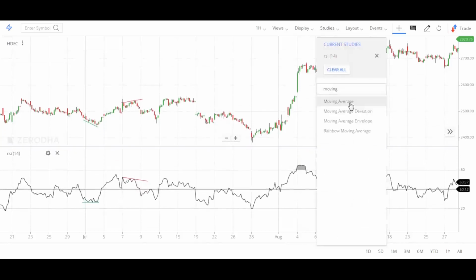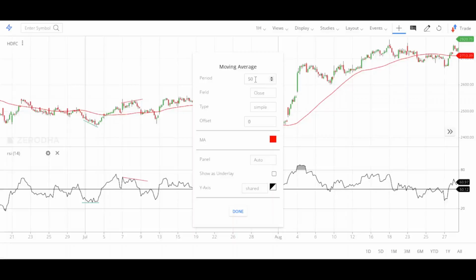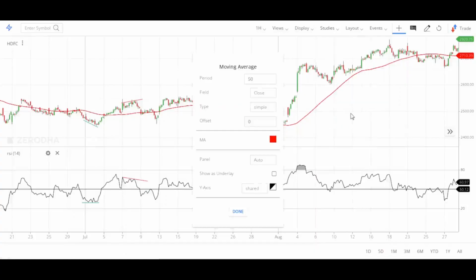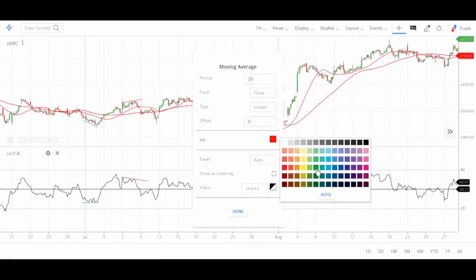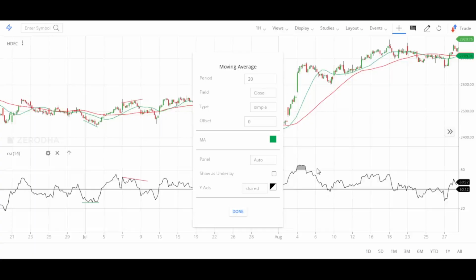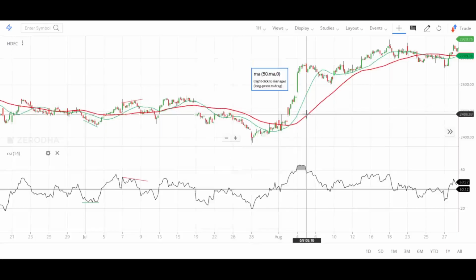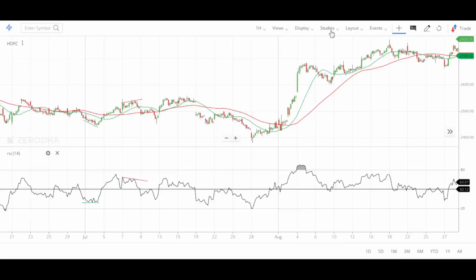Now I am going to add the simple moving average indicator. So type simple moving average in the search box. By default the period is 50. Leave the defaults. And now I am going to add another simple moving average for the period of 20. To make a difference, I am changing the color to green. Then click done. Now we have added two simple moving averages, one with period 50, another with period 20.